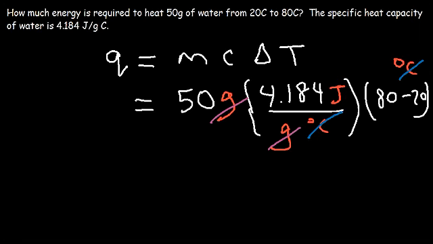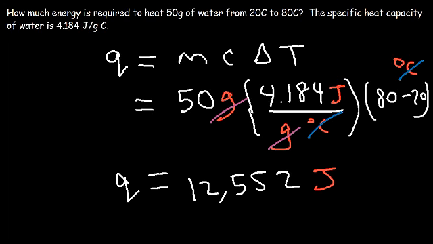So 80 minus 20 is 60, times 50, times 4.184. So you should get a value of 12,552 joules. Now let's say you want the answer in kilojoules. How do you convert it from joules to kilojoules? All you need to do is divide it by 1,000.